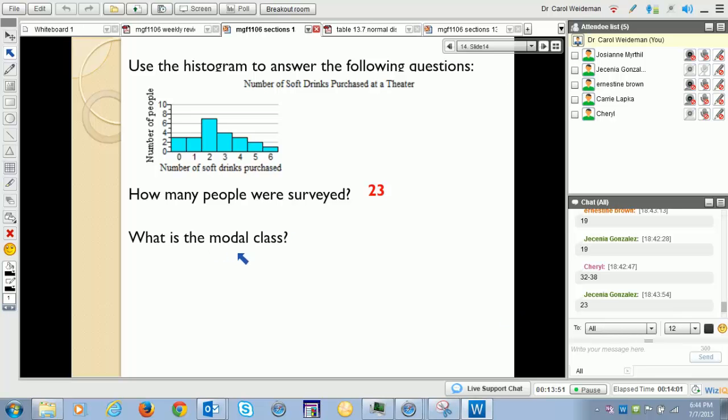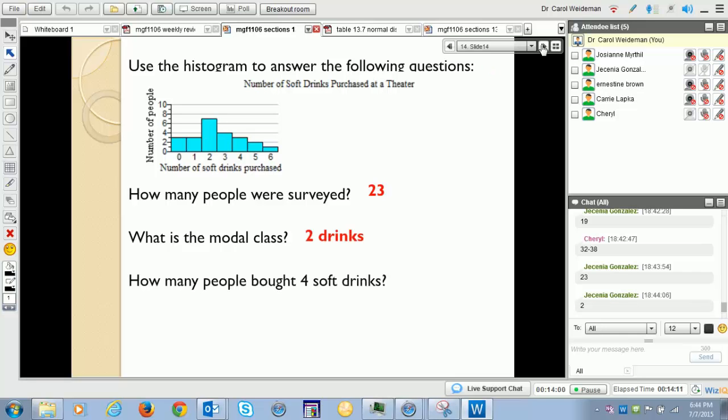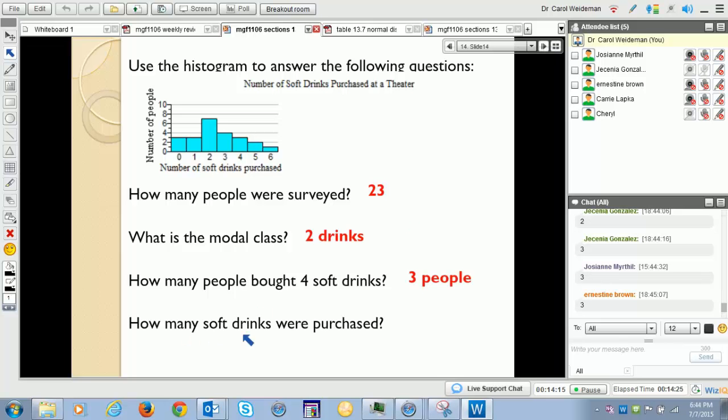Okay, next question. What's the modal class? Notice on the histogram you can see really nicely which class has the highest. It's the 2, right? The most people bought 2 drinks. How many people bought 4 drinks? So you go to the 4 bar and you look at the height. How many people bought 4? It's actually 3. Yeah, Ernestine got it. Good.